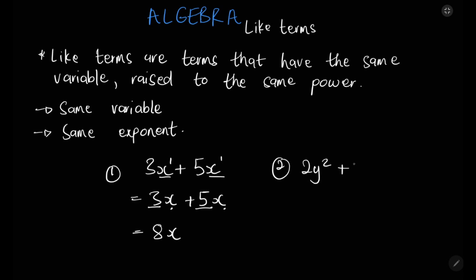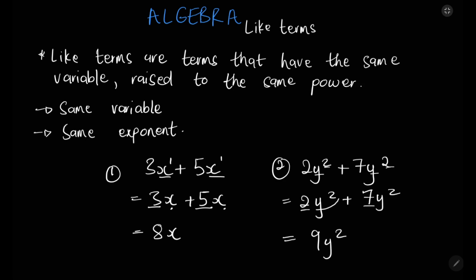And if you have, let's say, 2y to the power 2 plus 7y to the power 2, let's check first, are these like terms? We have y and y, we have 2 and 2 as our exponent. So to calculate this, we'll say 2 plus 7, which is equal to 9. Then we write our variable, which is y to the power 2. Your variable and your exponent, you only write it once.